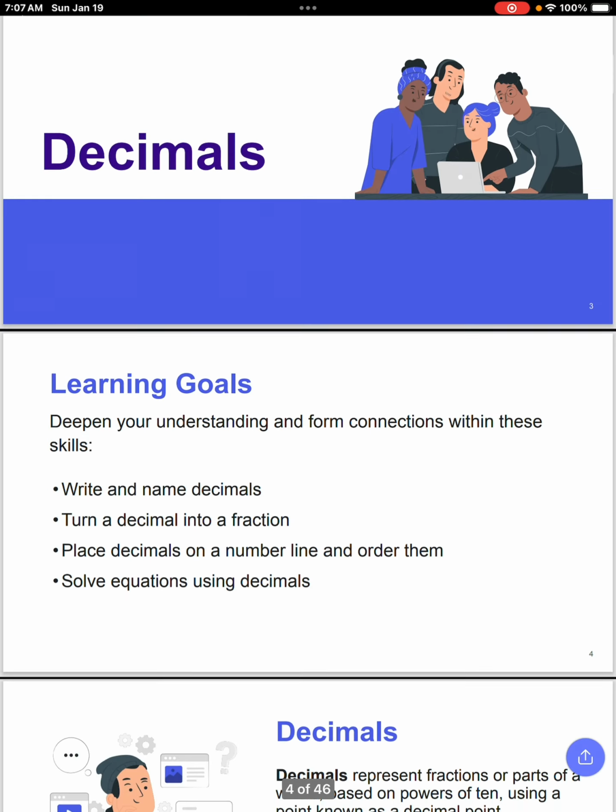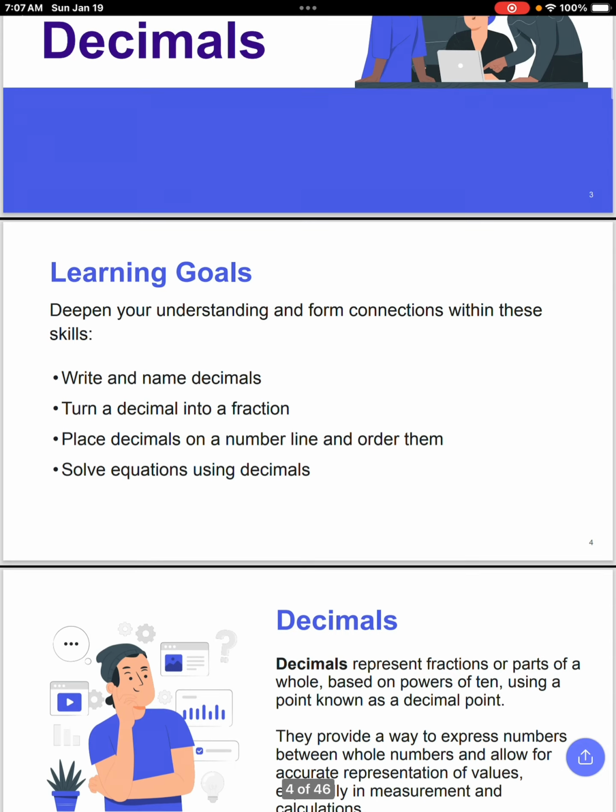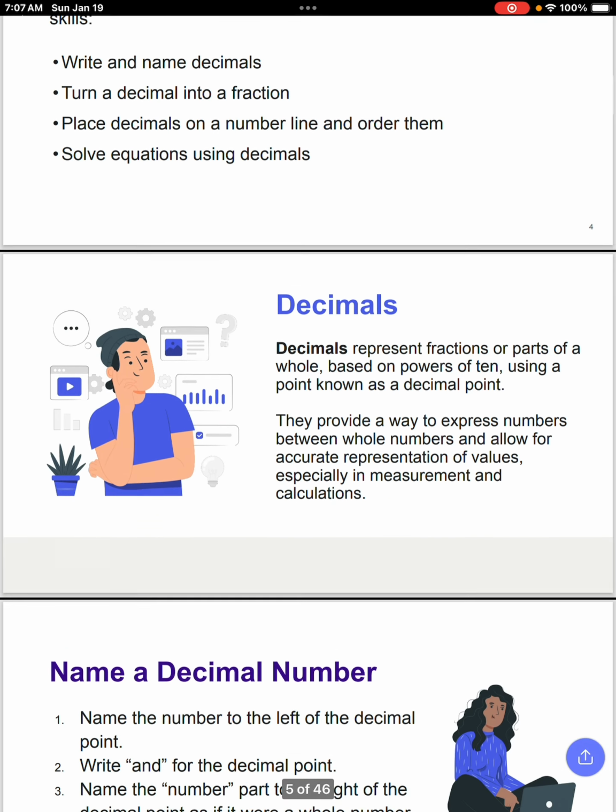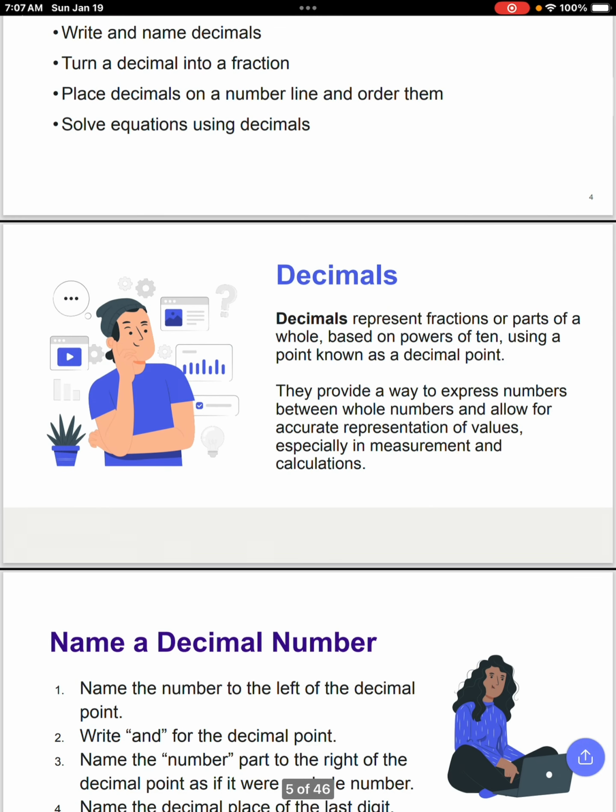So we're going to start off talking about decimals. Decimals represent fractions or parts of a whole based on powers of 10 using a point known as a decimal point. They provide a way to express numbers between whole numbers and allow for accurate representation of values, especially in measurement and calculations. So here's an example of a decimal.